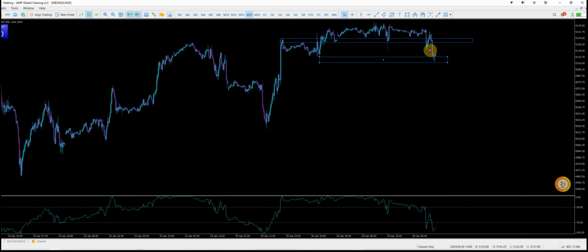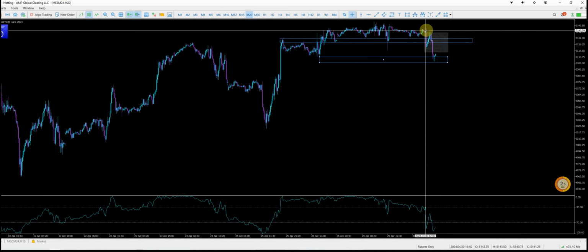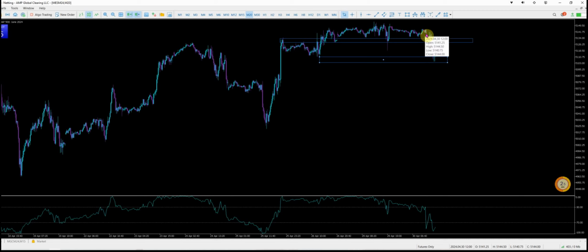And then today, or was this yesterday? No, this was yesterday. No, this was today. This was the 8:30 news this morning. We blew right through this zone, okay? And we closed below it right here. Now, we didn't take out this low from yesterday, but we did get a close below here.